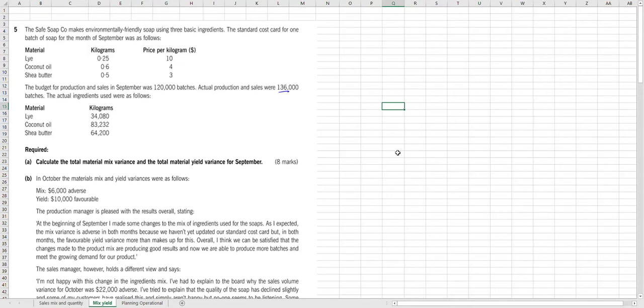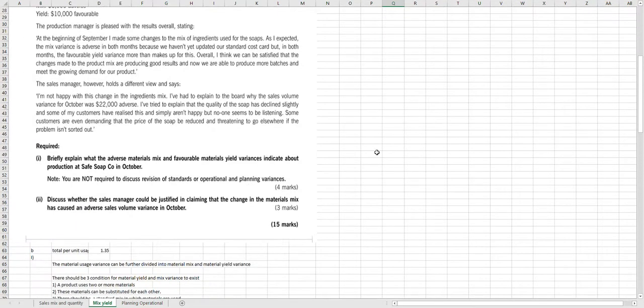And then yield is the return. So we want to see what is the overall output that we have achieved. So mix focuses on the input and yield focuses on the output. Sometimes, even though we have used expensive material, which means mix is expensive, the overall output that we have achieved has increased. So the return has increased. That is called yield variance. When we combine both of them, that will give us volume variance. So let's look at a question on it to better understand it.